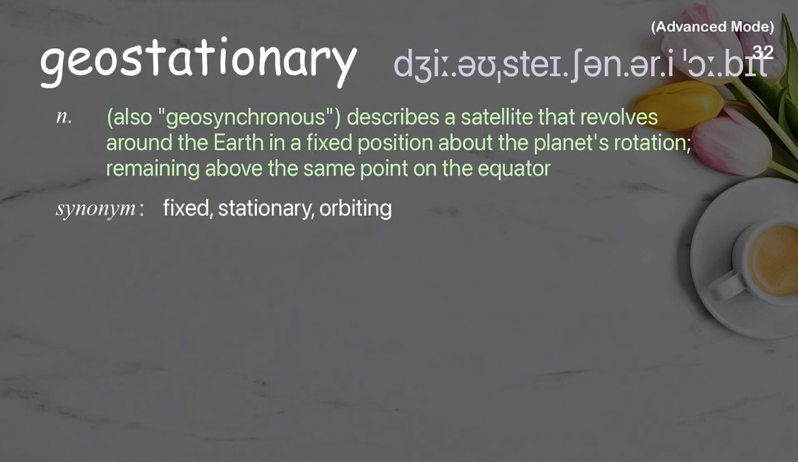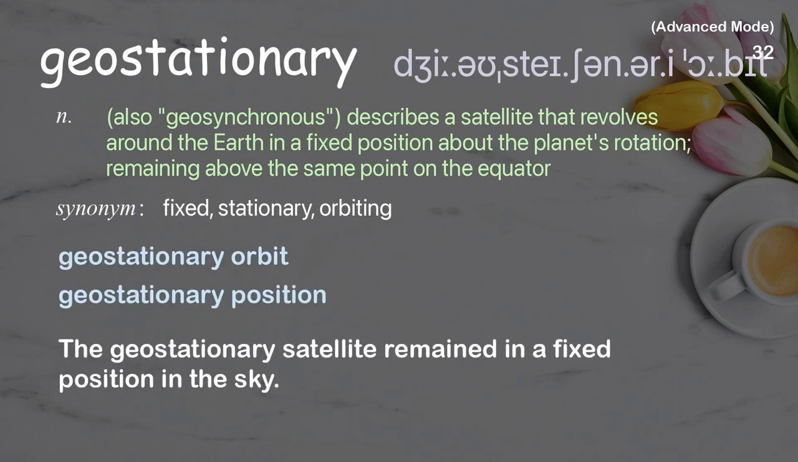Geostationary. Also geosynchronous, describes a satellite that revolves around the Earth in a fixed position relative to the planet's rotation, remaining above the same point on the equator. Examples: geostationary orbit, geostationary position. The geostationary satellite remained in a fixed position in the sky.